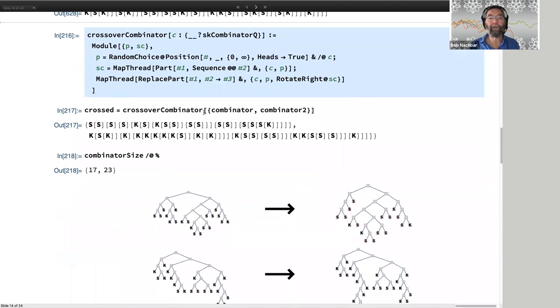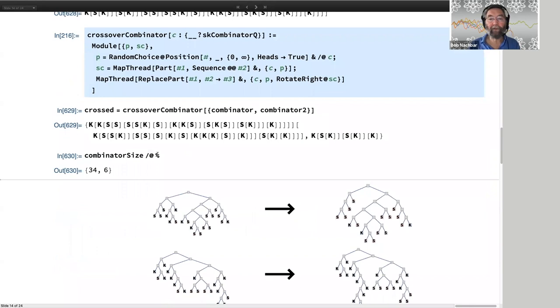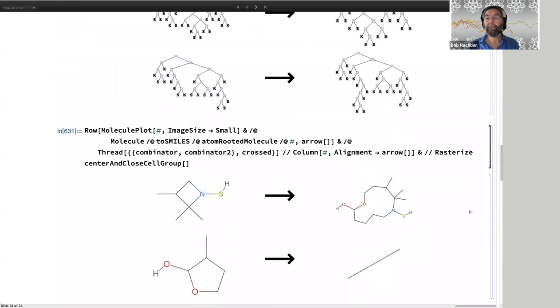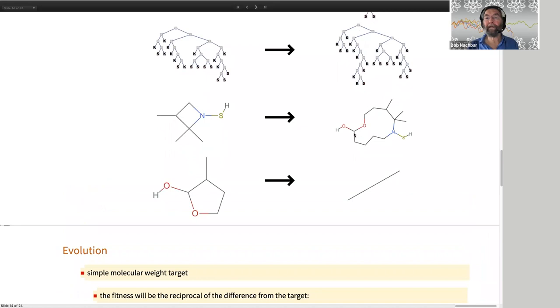These were the two original combinators here on the left. And these are the new ones here on the right. And the corresponding molecules look like this. This was the original one here. It got changed into this much bigger one. So it looks like most of this combinator got put into this one, and very little was left over to make just an ethane molecule, CH3CH3.